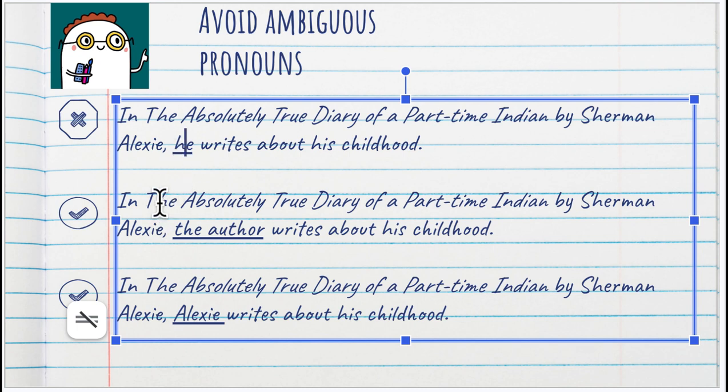And so what you want to do is go ahead and clarify who you're talking about. In this book by Sherman Alexie, the author writes about his childhood, or in this book by Sherman Alexie, Alexie writes about his childhood.